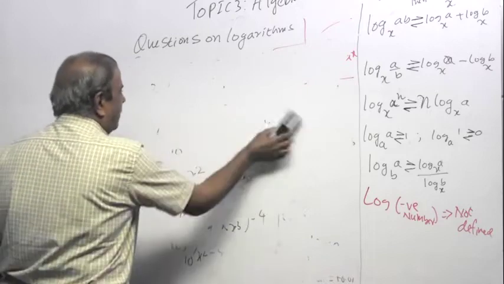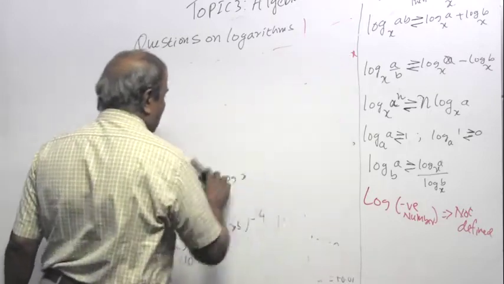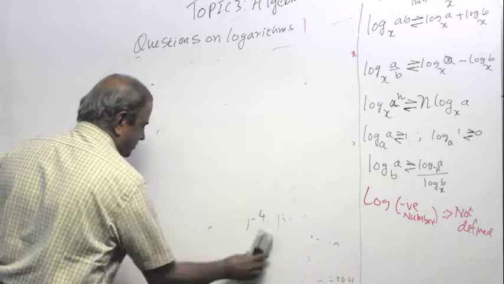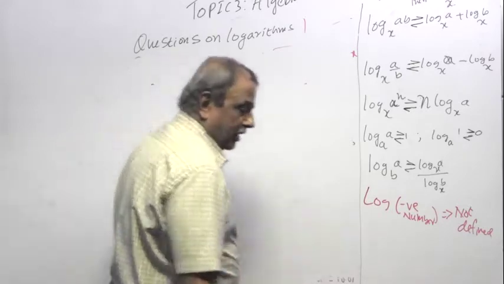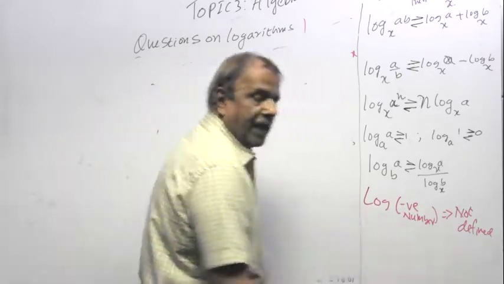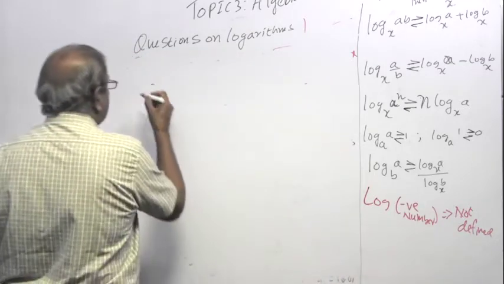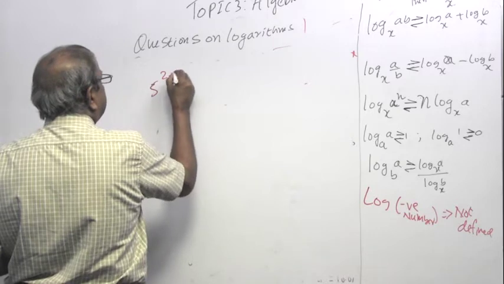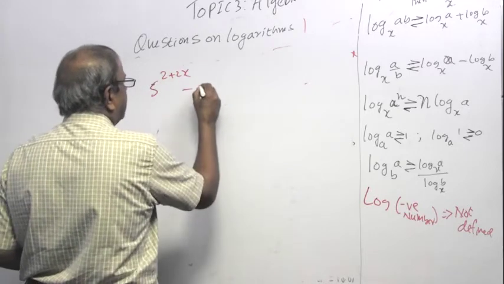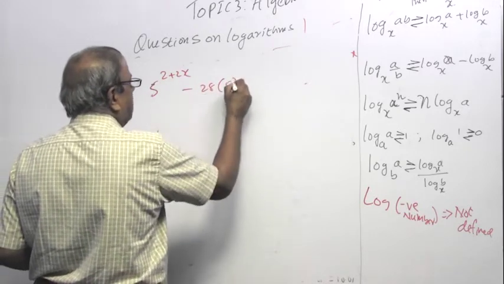I just want to take one quadratic equation and stop at that before I do another lesson where I want to go into the nitty-gritty of graphs and functions and so on, and introduce you to some of your A2 work. 5 power 2 plus 2x minus 28 times 5 power x.